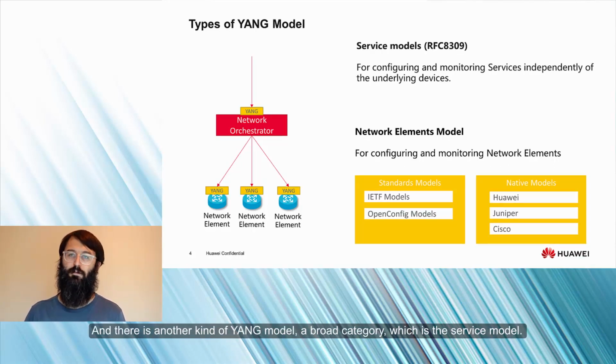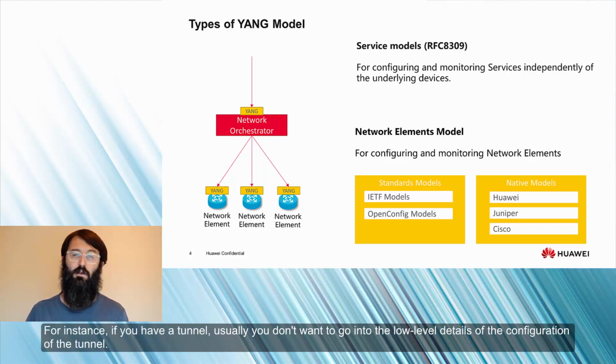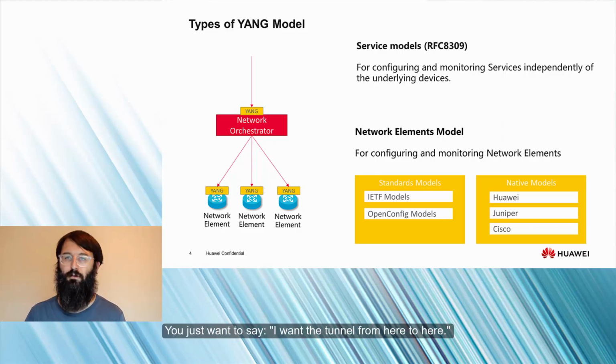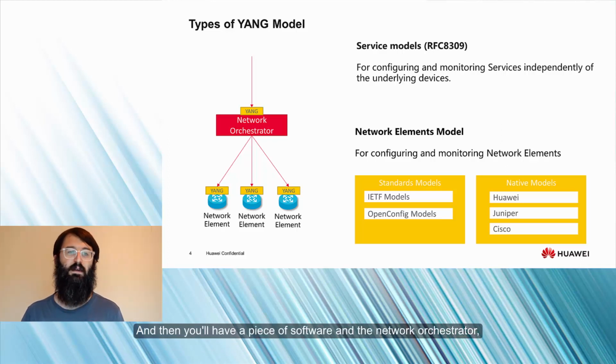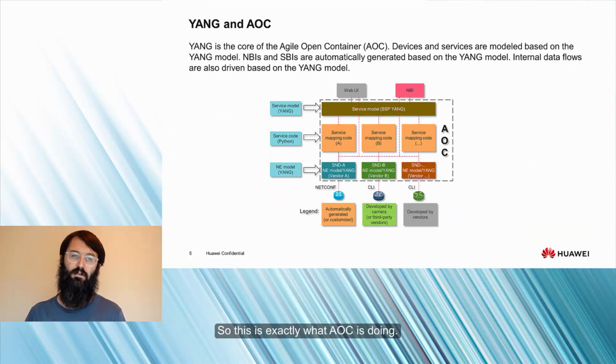And there is another kind of Yang model, a broad category, which is the service model. A service model is an abstraction of what you have in a service. For instance, if you have a tunnel, usually you don't want to go into the low-level details of the configuration of the tunnel. You just want to say I want a tunnel from here to here. So basically this is what you will say in your service model, and then you'll have a piece of software, the network orchestrator, which will understand this model and map it to the Yang models of the network element in order to configure it. So this is exactly what AOC is doing.